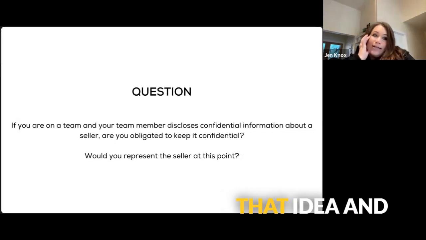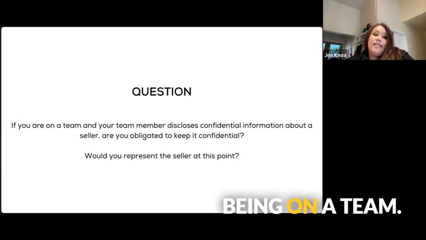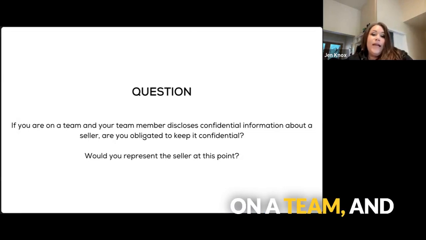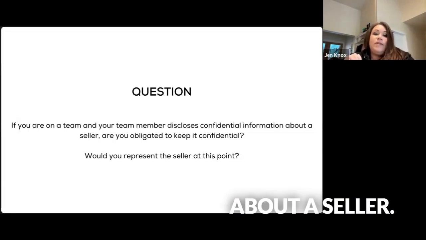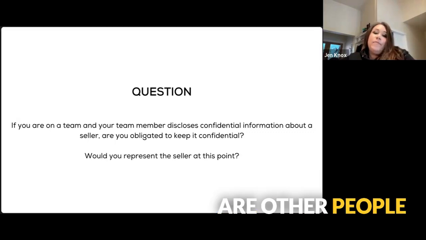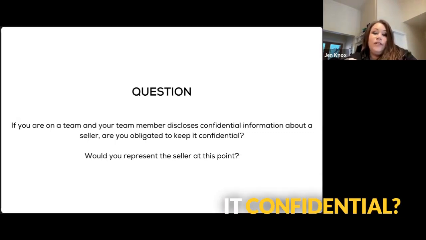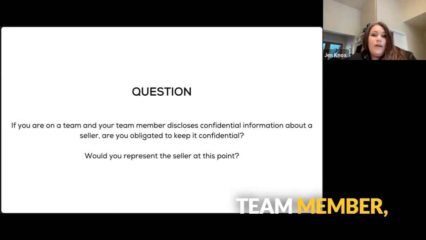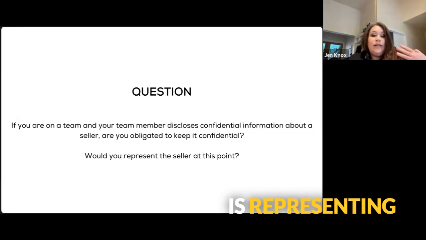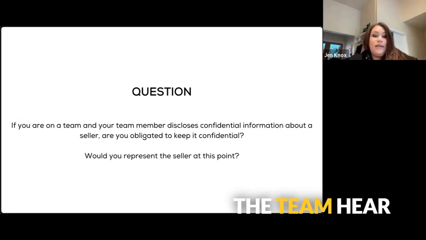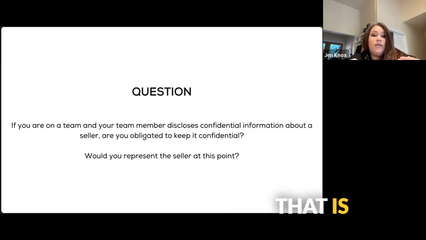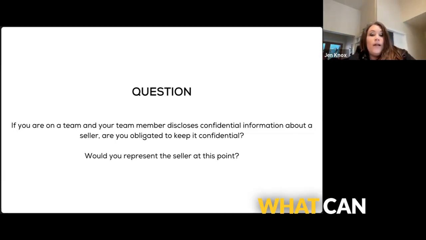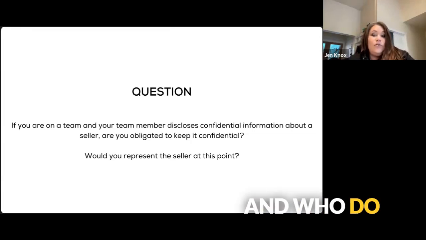So I want you to think about that idea and then think about the idea of being on a team. Now, if we were on a team and one of the team members discloses information about a seller, are other people from that team obligated to keep it confidential? Who would represent the seller, or would you represent the seller at this point? So you have a team member, say maybe your team leader or a member of your team is representing that seller. You, as part of the team, hear information that is supposed to be confidential with that seller. What can you say? What can't you say? And who do you represent?